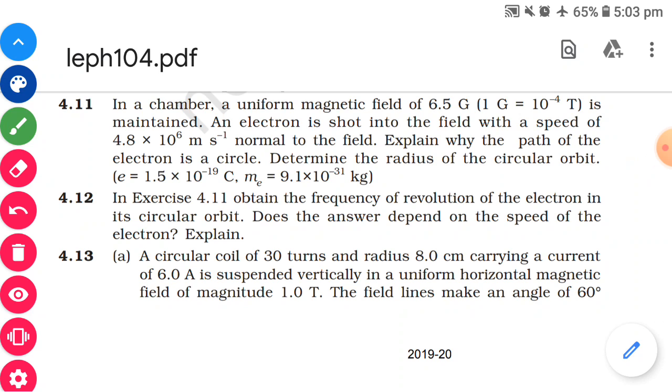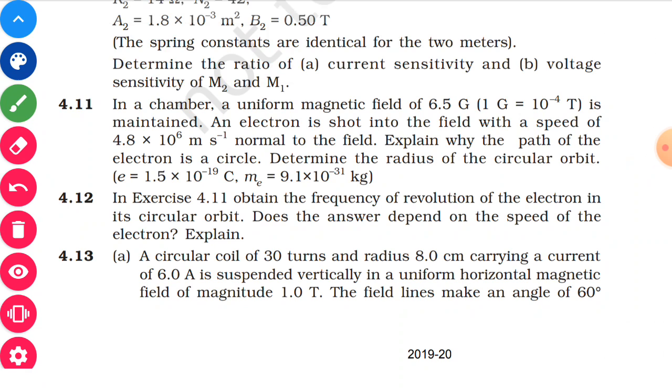Charge of electron, rather it is 1.6, it must be 1.6 × 10^-19 coulomb, and mass of electron is 9.1 × 10^-31 kg.